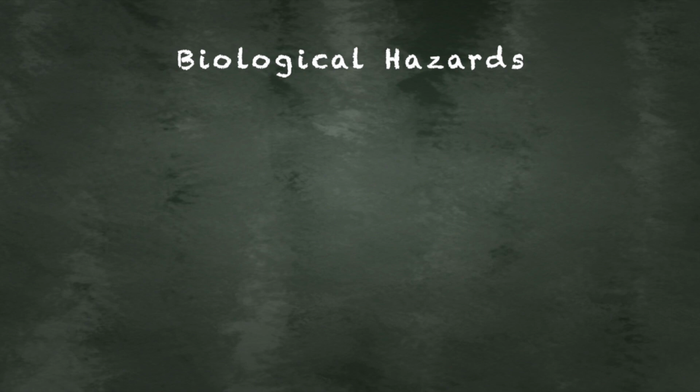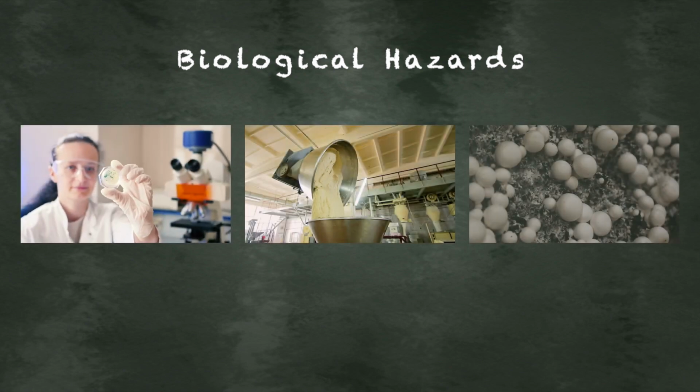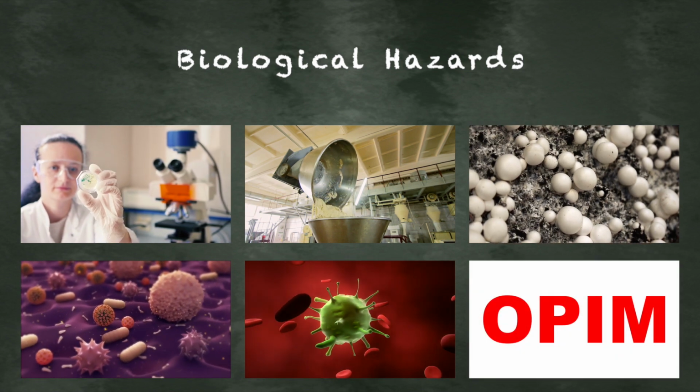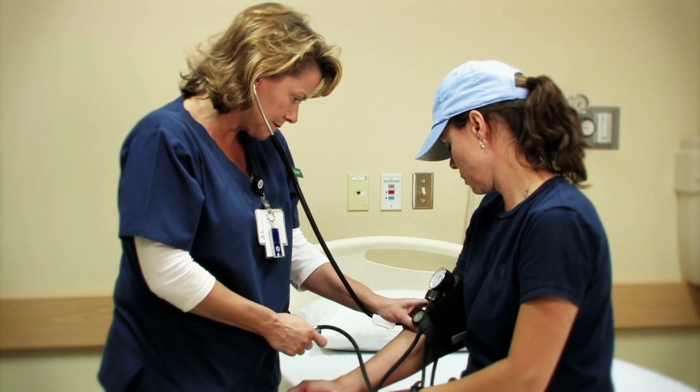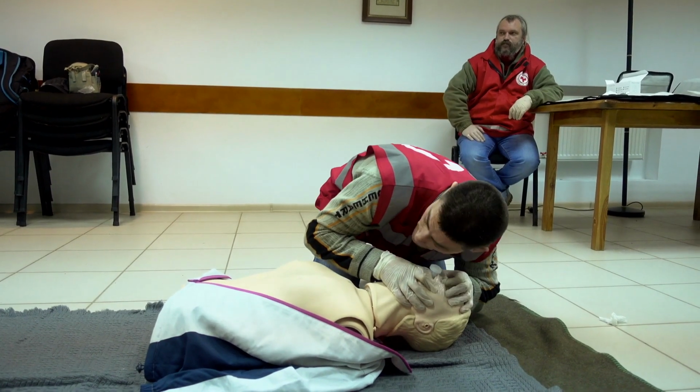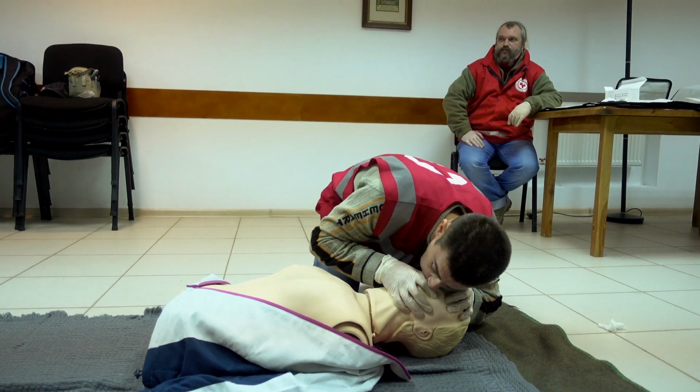Biological hazards include mold, yeast, fungi, bacteria, viruses, and other potentially infectious material. One prominent example of biological hazards is blood-borne pathogens. Any employee reasonably anticipated to have exposure to blood or other potentially infectious materials are required to be trained as outlined in a written exposure control plan.